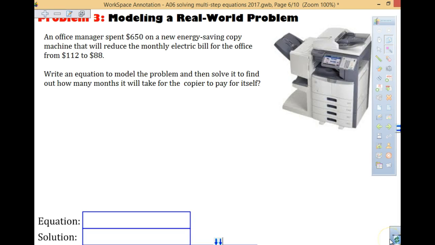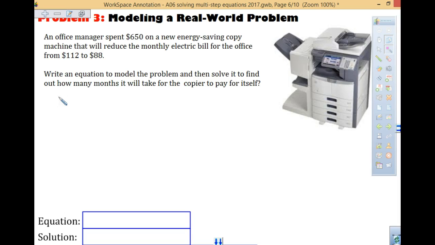Okay? All right. So again, we want to identify our variable. First off, an office manager spent $650 on a new energy-saving copy machine that will reduce the monthly electric bill from $112 to $88. And again, do I understand that you could possibly do this problem without ever writing an equation? Yes, I think you probably could. Write an equation to model it. I need to see the equation.